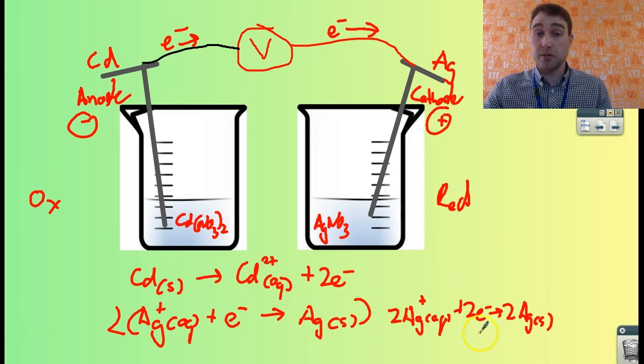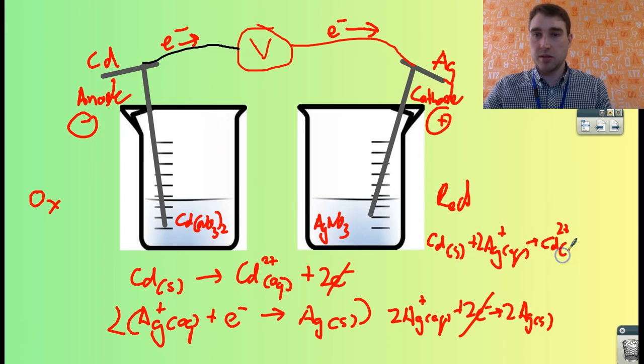Now we can write the overall equation if we like. So we'll cancel out the electrons which are on both sides of the arrow. So we've got cadmium solid plus 2 silver ions in solution goes to cadmium ions in solution plus 2 solid silvers.